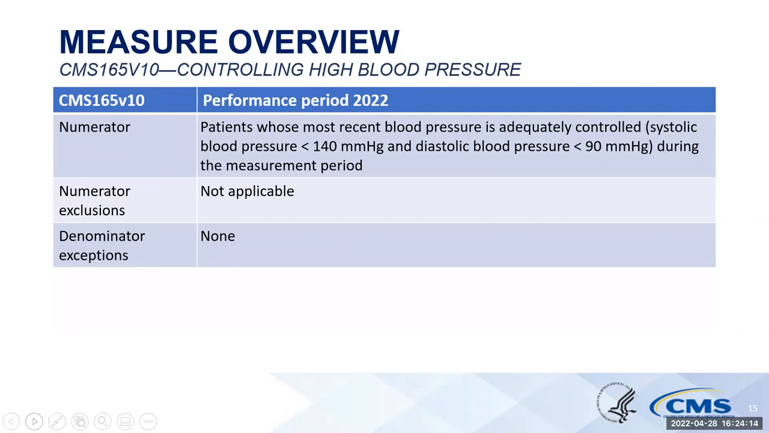The numerator consists of patients whose most recent blood pressure is adequately controlled, which is a systolic blood pressure of less than 140 and a diastolic blood pressure less than 90 during the measurement period. And there are no numerator exclusions or denominator exceptions for CMS 165.